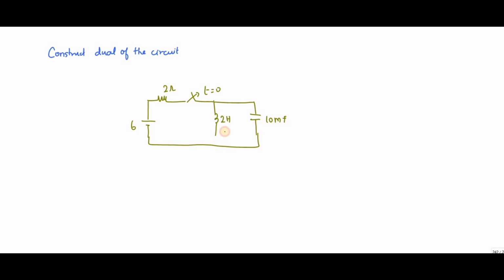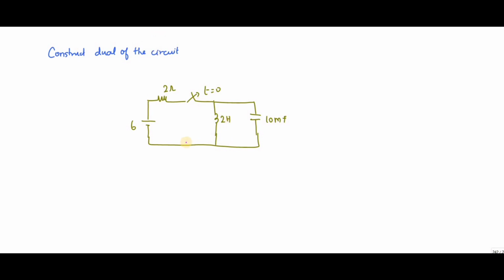So consider they are asked to construct the dual of the circuit shown below. This is the circuit they are given. Six volt and 2 ohm. This is your inductance, 2 Henry, and this is a capacitance. Okay, so this is the given circuit.